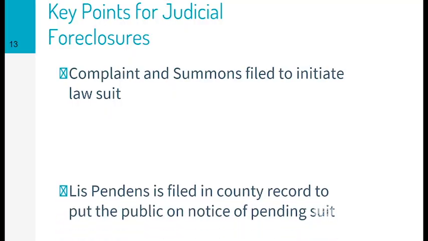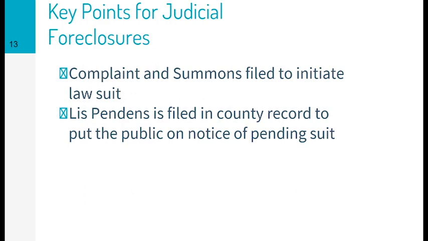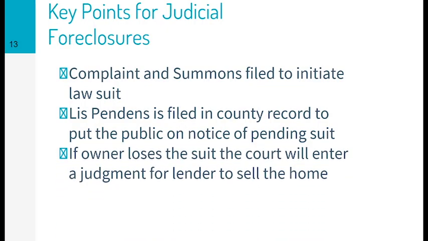Key points for the judicial foreclosures: we're going to file a complaint and summons in the local courts to get this lawsuit started. Then a lis pendens will be filed in the public record, putting creditors, lien holders, and other people on notice that there is a pending lawsuit and this property is about to go to foreclosure. Lis pendens is Latin for lawsuit pending. If the homeowner loses this court case, the judge will enter a judgment against the borrower, allowing the bank to sell the property at the foreclosure auction.